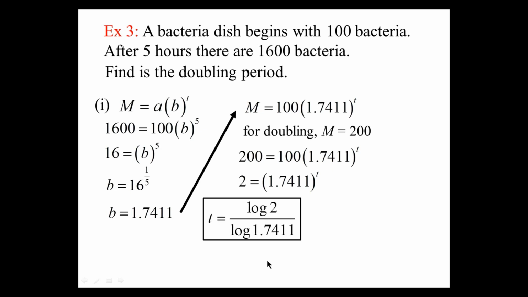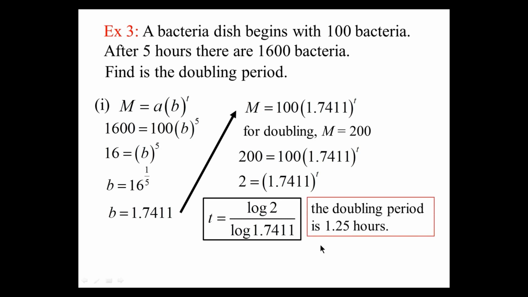T equals this. Now this is a button on your calculator. There's a log button on calculators. I hope there's one on yours. They're on all scientific calculators. To get the t value in this form, whatever the exponent is, t is equal to log 2 over log 1.7411. And as a decimal, according to the calculator, that's 1.25. So the t value is 1.25 hours. It takes 1.25 or 1 1/4 hours to double.